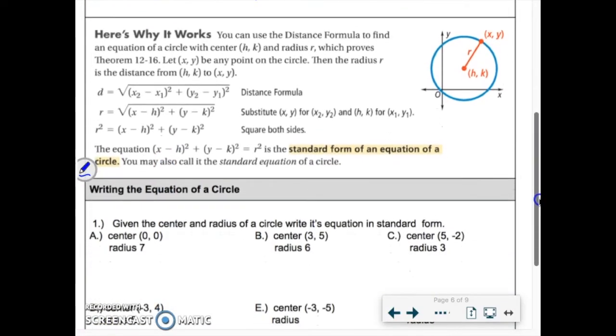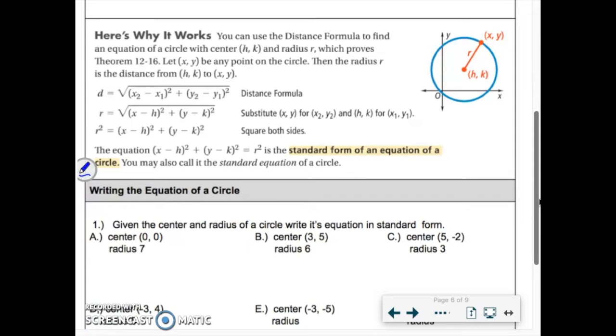So here's why it works. You can use the distance formula to find an equation of a circle with center (h, k) and radius r. So we can let (x, y) be any point on the circle, okay? And then the radius r is just the distance from (h, k) to (x, y). So if we use the distance formula here and replace the distance with r, and put in h and k, we see this equation of a circle starting to form. Once you square both sides, you end up with that equation of the circle.